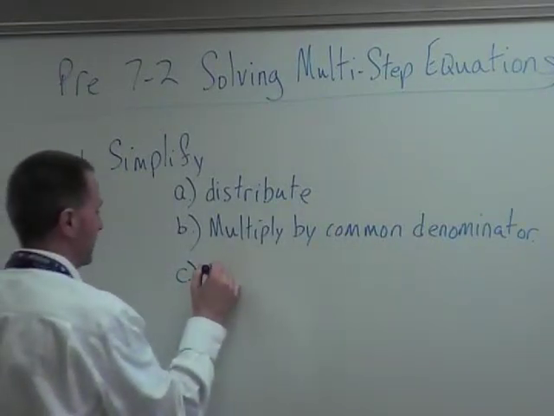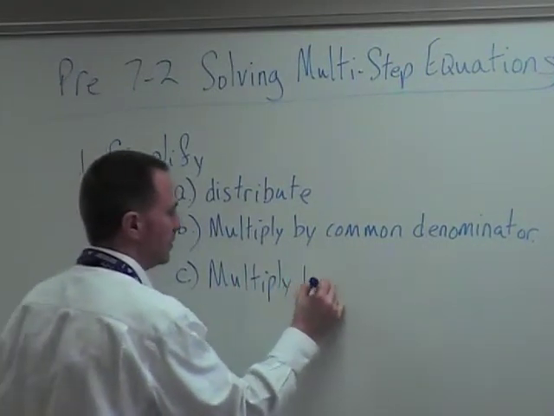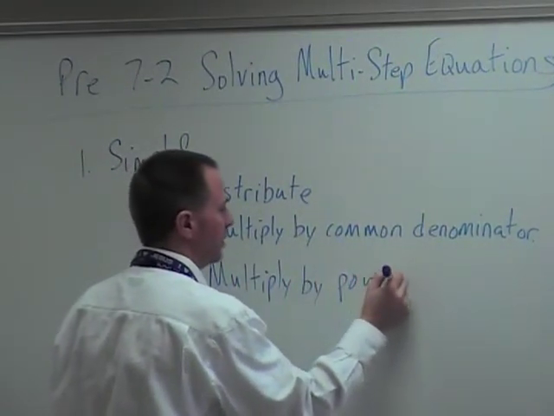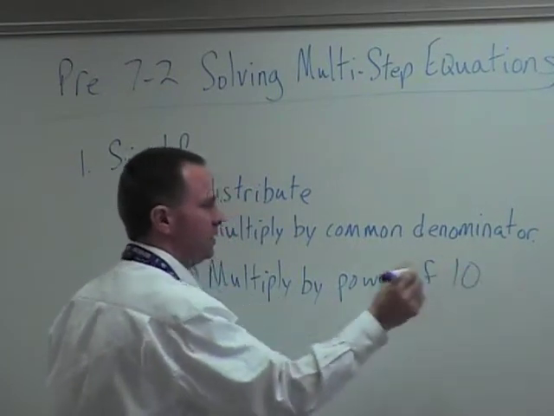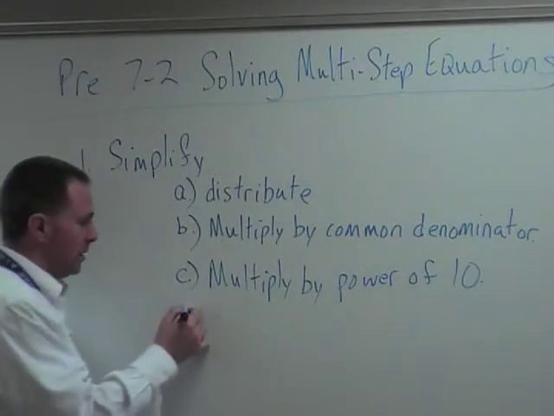C, multiply by the power of 10. That means if you have a decimal in your problem, you want to remove all your decimals. You multiply by 10, that moves your decimal to the right 1 unit. Multiply by 100, it moves it to the right 2 units, 2 places. By 1,000, 3 places. That's if you want to get rid of it. You don't have to. Okay.